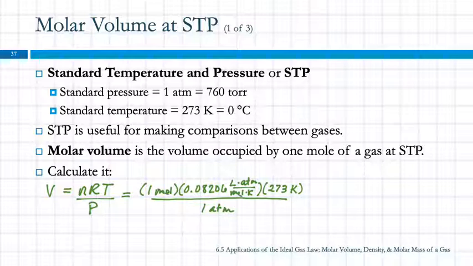So moles cancel, Kelvins cancel, atmospheres cancel. We're left with liters. 1 times 0.08206 times 273 divided by 1. We got 3 sig figs going on there, 22.4. That's the molar volume at STP of any gas. Any gas.